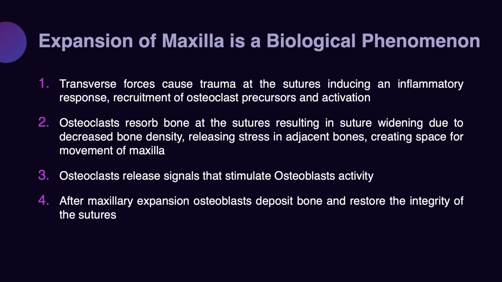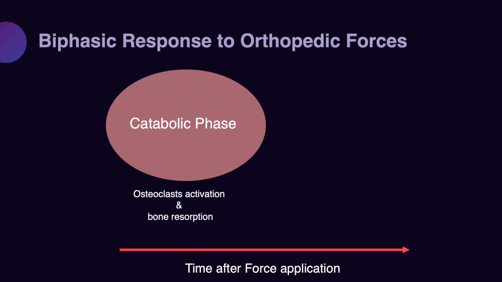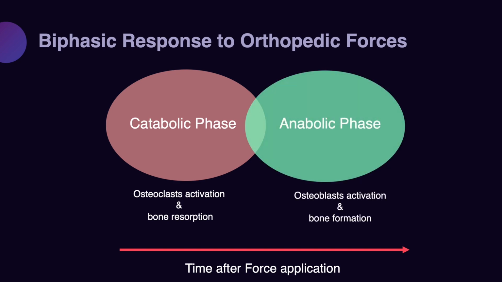This research demonstrated that the biological response in the suture is composed of two main phases. Phase 1, the catabolic phase, in which the osteoclasts are the main players, and phase 2, the anabolic phase, in which the osteoblasts play a significant role.